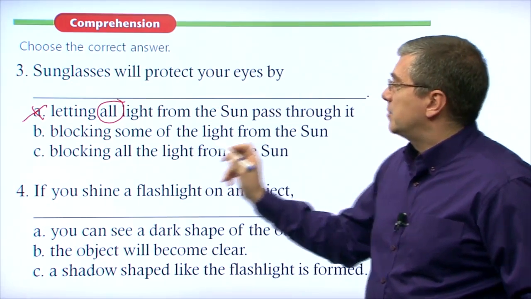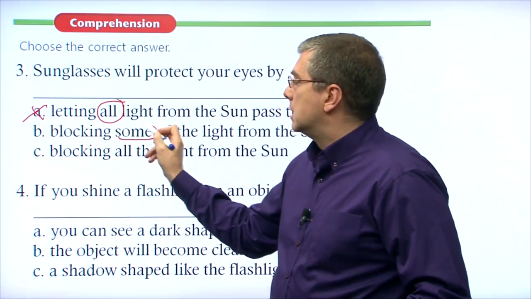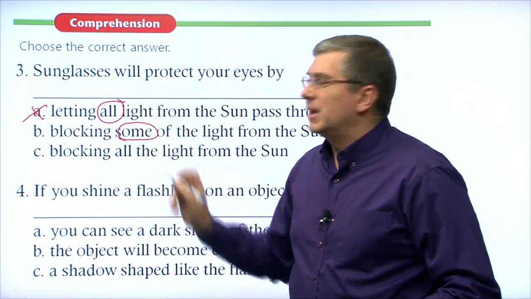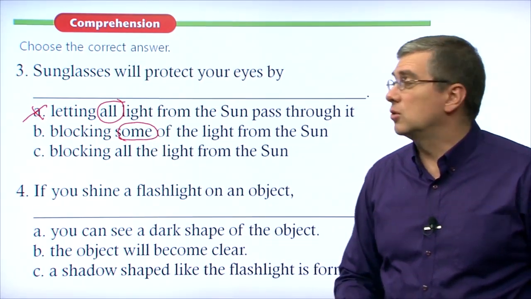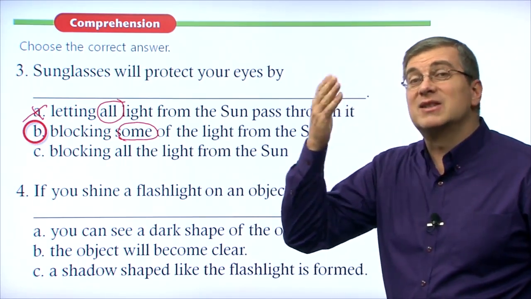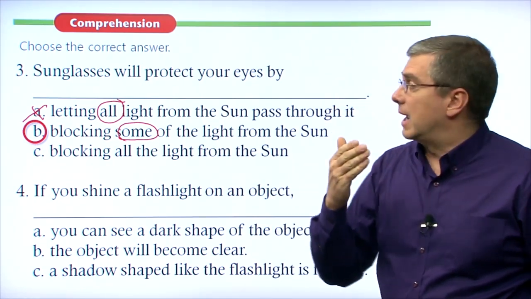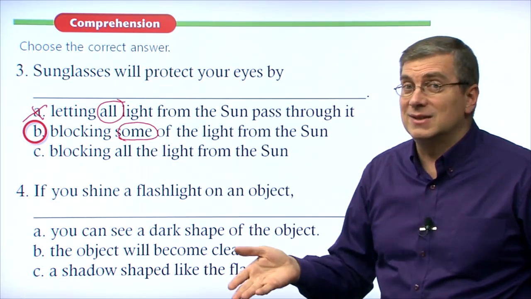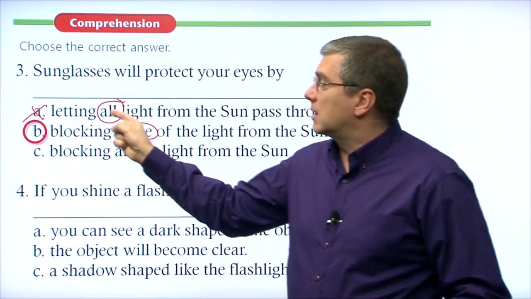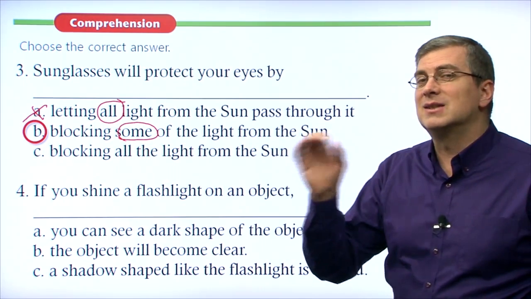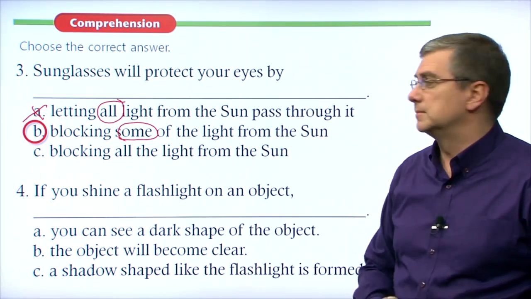Sunglasses will protect your eyes by blocking some of the light from the sun. So not all, but some. And that's true, isn't it? Right? So B is our correct answer. Sunglasses block some of the light, not all of the light, because if we block all of the light, then we can't see, right? But again, sunglasses don't let all of the light. It blocks some of the light. It lets some of the light through.